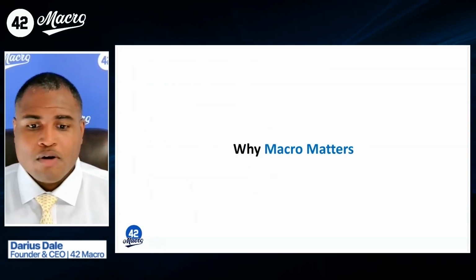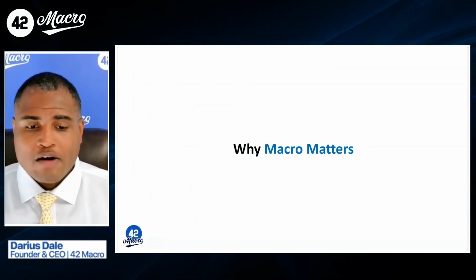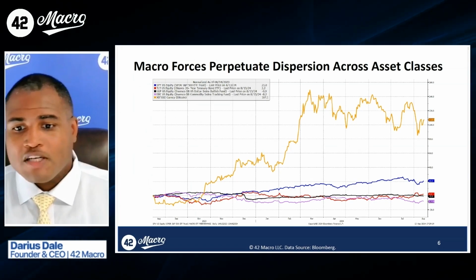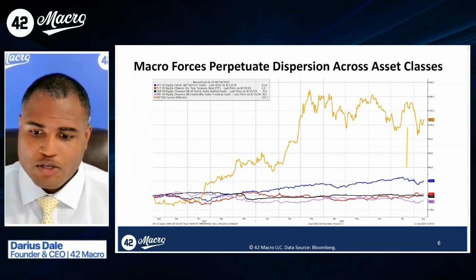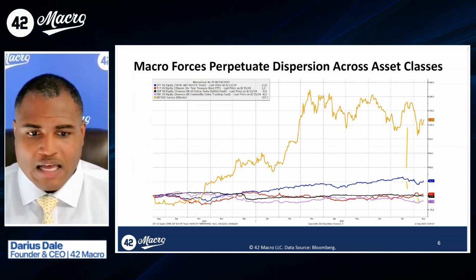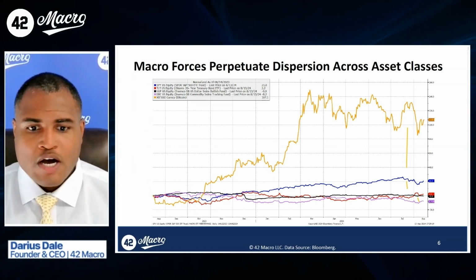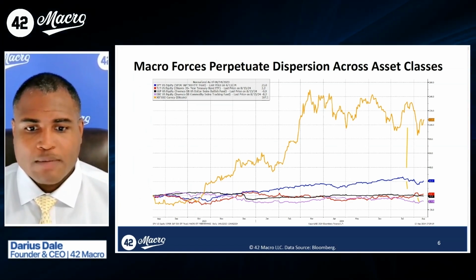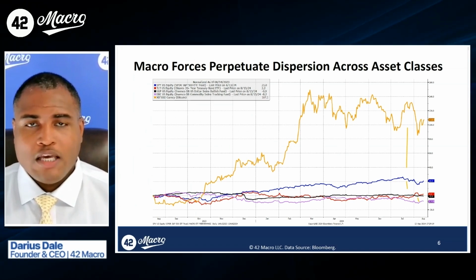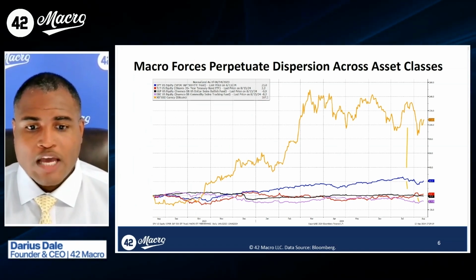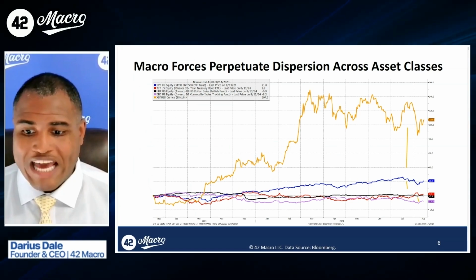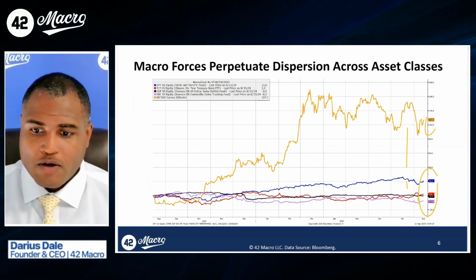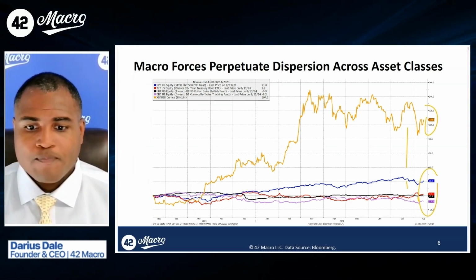Intro to macro. So we'll start with why macro matters. Macro forces perpetuate dispersion across asset classes. And what we mean by dispersion is just the spread between the returns of the various asset classes. As you can see here over the past year, the SPY, S&P 500 is up 21%, whereas the TLT, the 30-year Treasury bond, is only up 2%. The dollar's down 1%. Commodities are down 8%. And then you've got our friend Bitcoin up here, more than doubling its value.